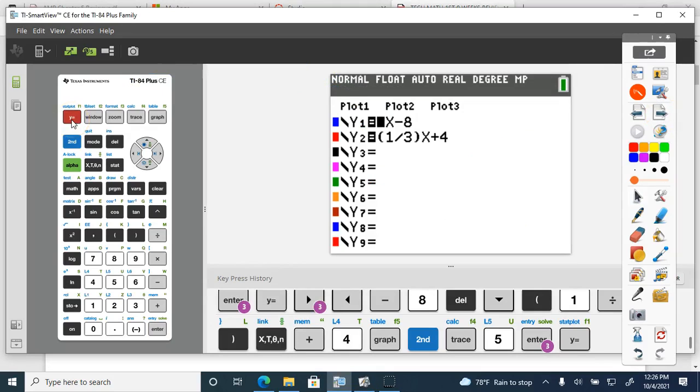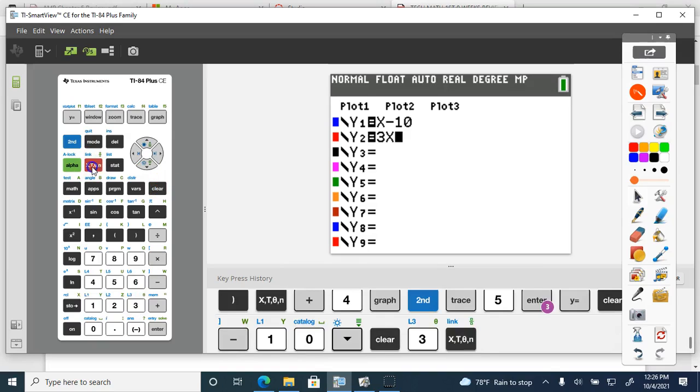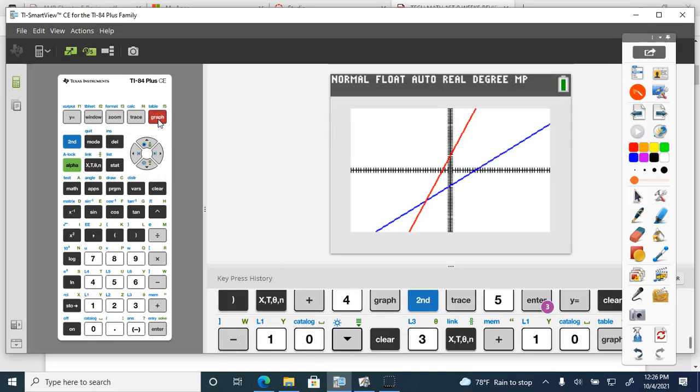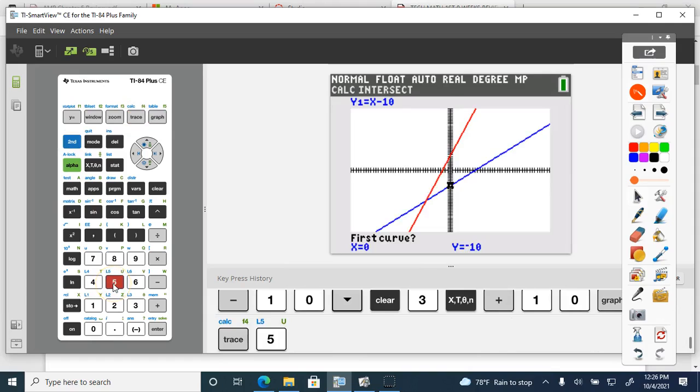6. Type in x minus 10 and 3x plus 10. Hit graph. Again, second trace. Number 5, intersect, and hit enter 1, 2, 3 times. Answer's negative 10, negative 20.